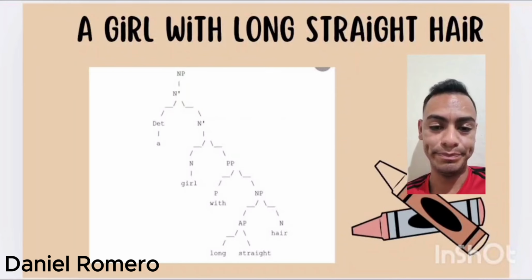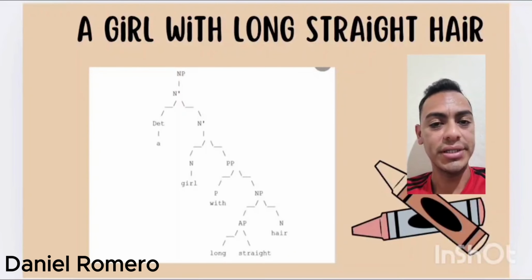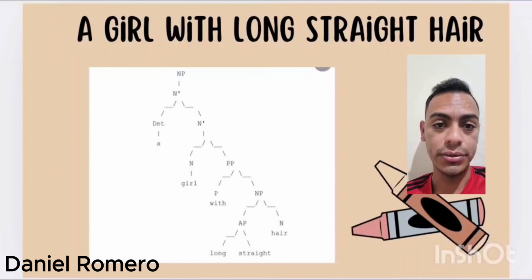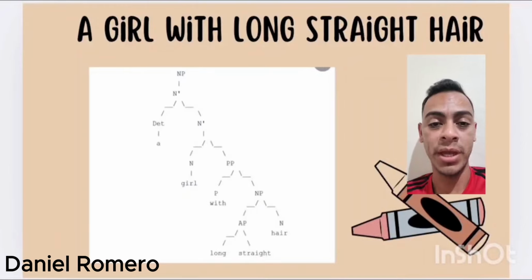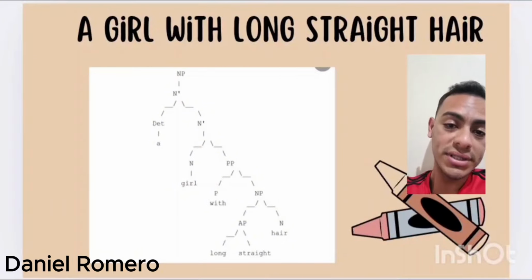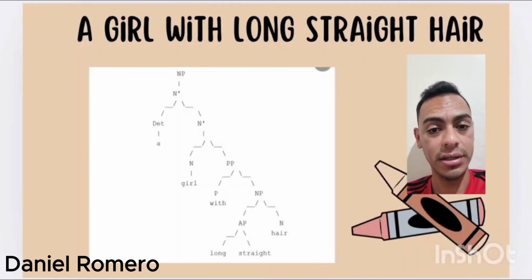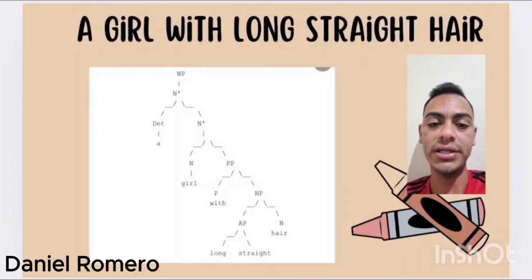So let's start. The first one is a girl with long straight hair. This phrase is divided into a noun phrase, which is divided into an intermediate projection of the noun, which is divided into a determiner and another intermediate projection of the noun. The determiner is A. The intermediate projection of the noun is divided into a noun and a prepositional phrase. The noun is girl. The prepositional phrase is divided into a preposition and the noun phrase.